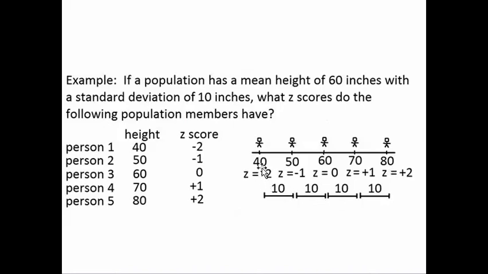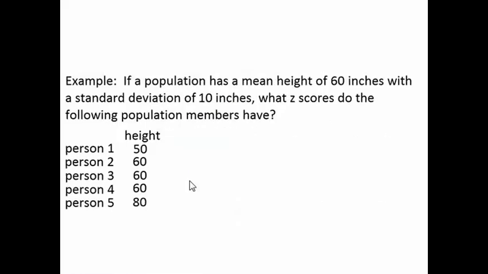So this is the same diagram that we had last time. The only difference is that the standard deviation has changed from 5 to 10. So now each of our standard deviation bars is 10 instead of 5. Let's now look at an example in which the population mean is still 60 and the standard deviation is still 10, but the 5 heights have changed.